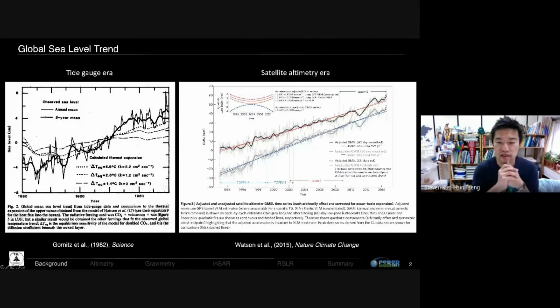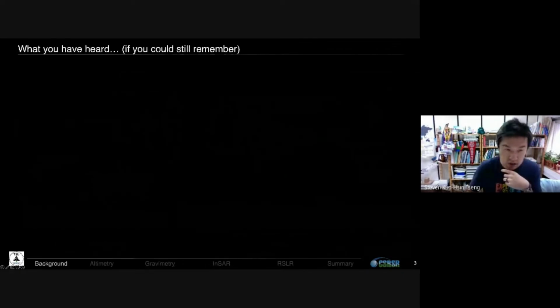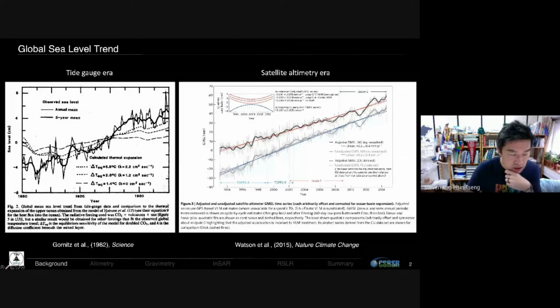So this is the first slide. It's basically a background discussion about our current sea level trend. To the left, I don't know if you can see, probably you cannot see my cursor. Let me see if I can have my cursor on pointer. I don't know, can you see? No, you cannot see my cursor or pointer. Let me see.